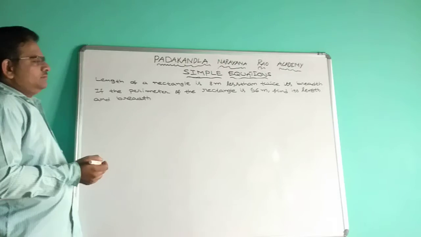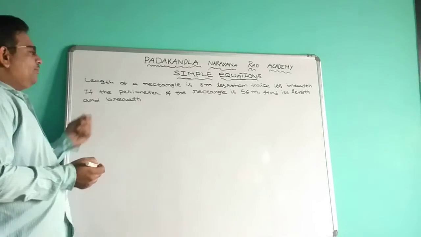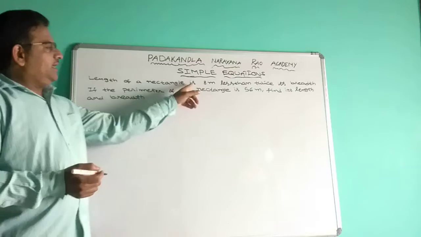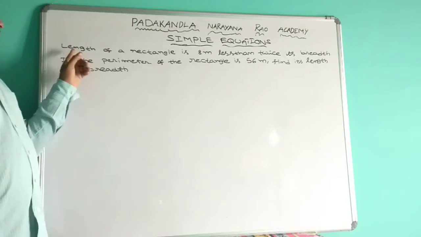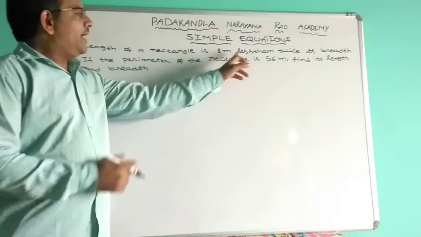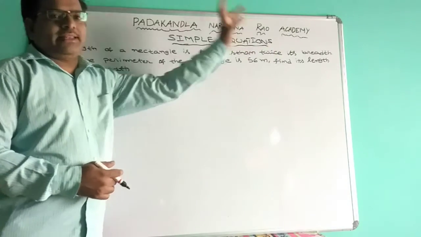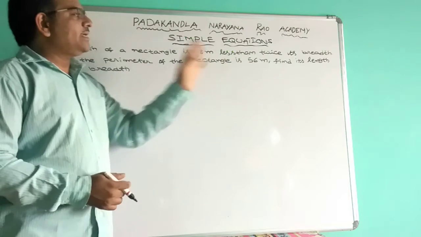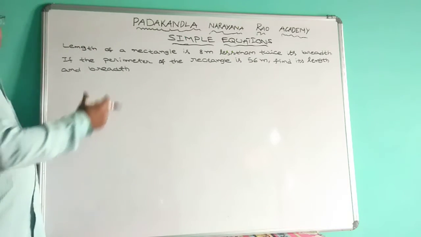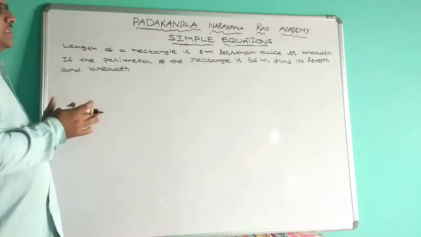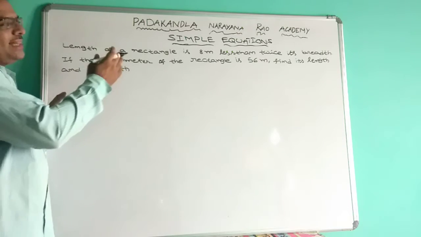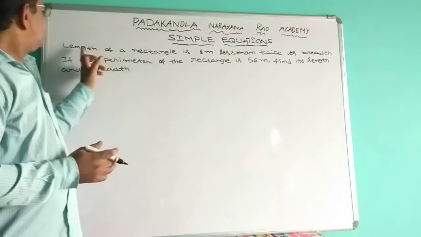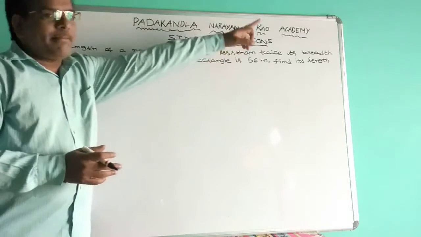Now one more question. The length of a rectangle is 8 meters less than twice its breadth. If the perimeter of the rectangle is 56 meters, find its length and breadth. This is a linked question. What is the relationship between length and breadth? Length is depending upon the breadth.